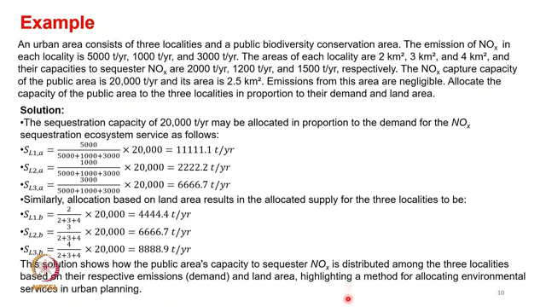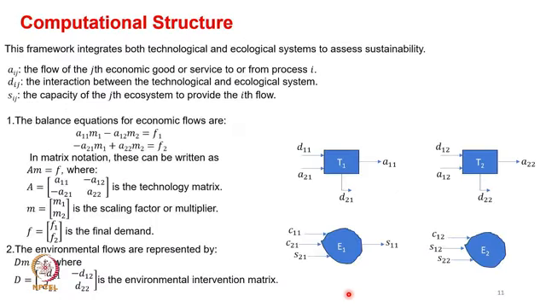Such a solution shows how the public area capacity to sequester NOx is distributed among three localities based on their respective emissions and demand of the land area, highlighting the method of allocating the environmental services. So now let us devise a computational structure to include the ecosystem services. You would see that this is an extension where we integrate the technological and ecological systems to assess the sustainability.